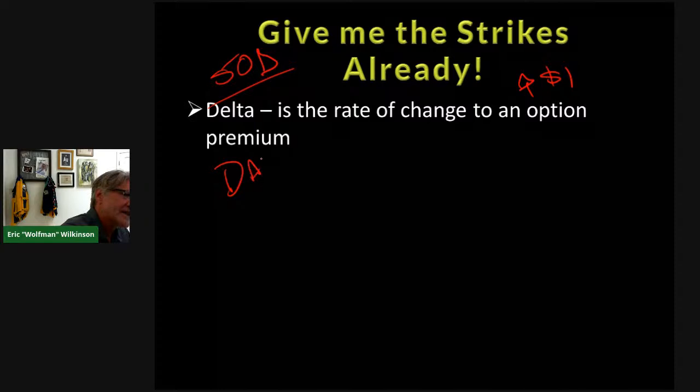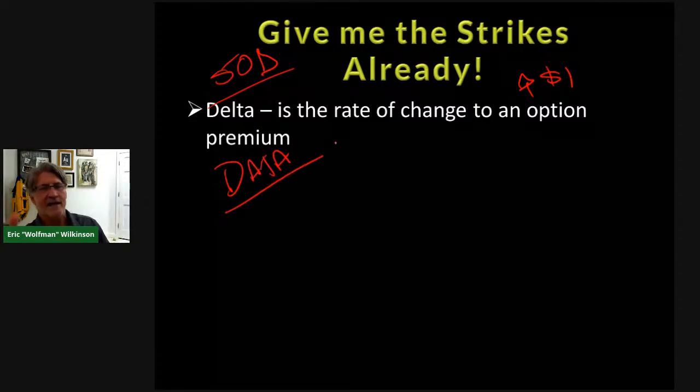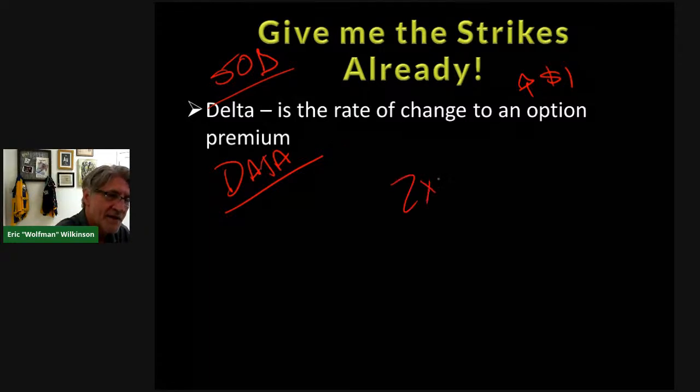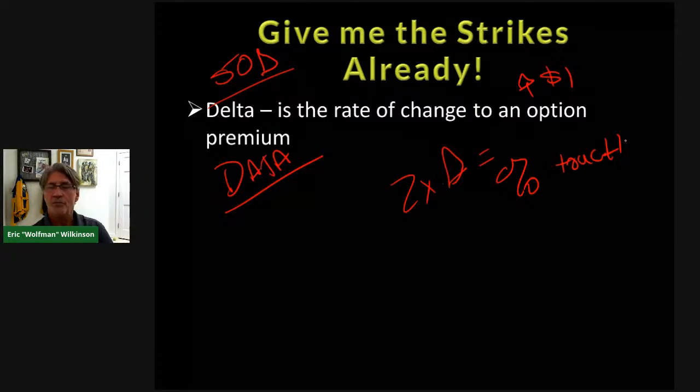Another thing I talk about is that this is data. Delta tells us all kinds of data, but most importantly, the probability of being in the money. A 25 delta, like I was referring to, has a 25% chance of being 1 penny in the money at expiration. Again, that's 1 penny in the money at expiration. The probability of my strike getting touched, or the market coming up and hitting my strike, is 2 times the delta. 2 times the delta equals your probability of touch.